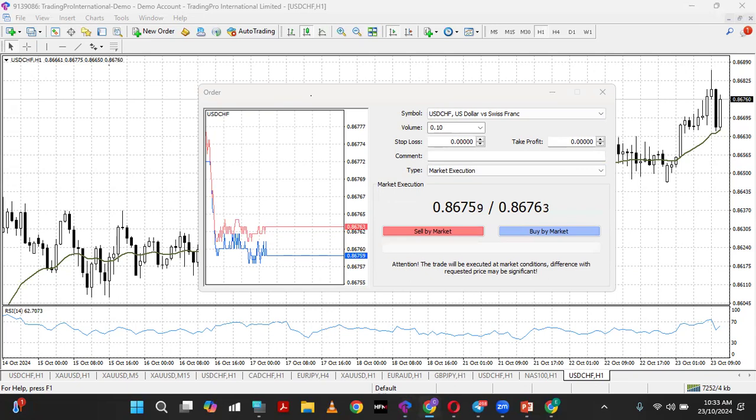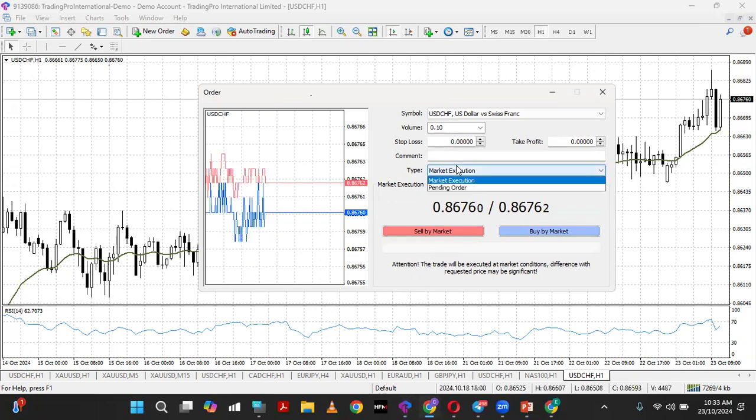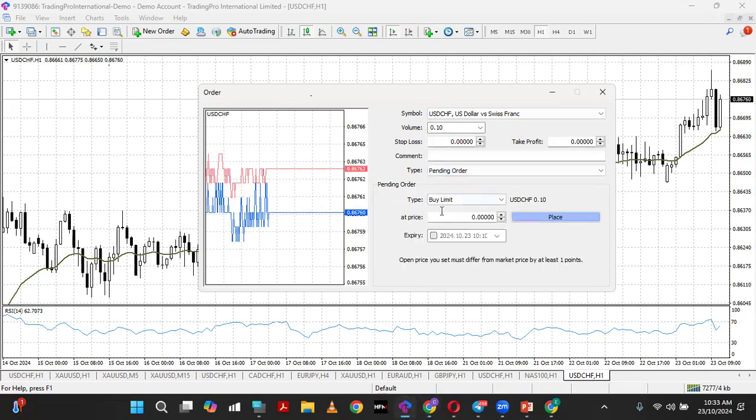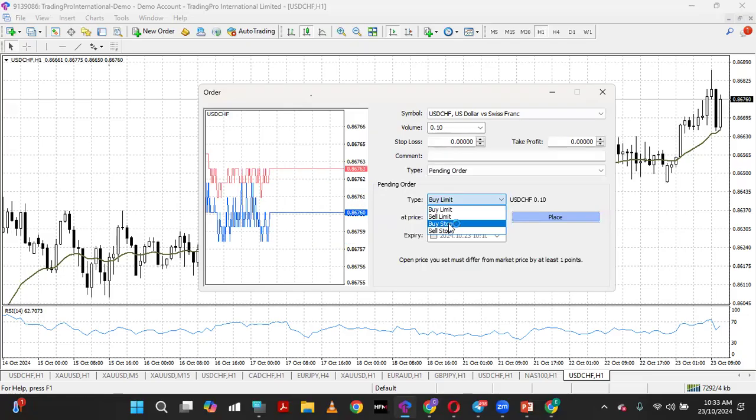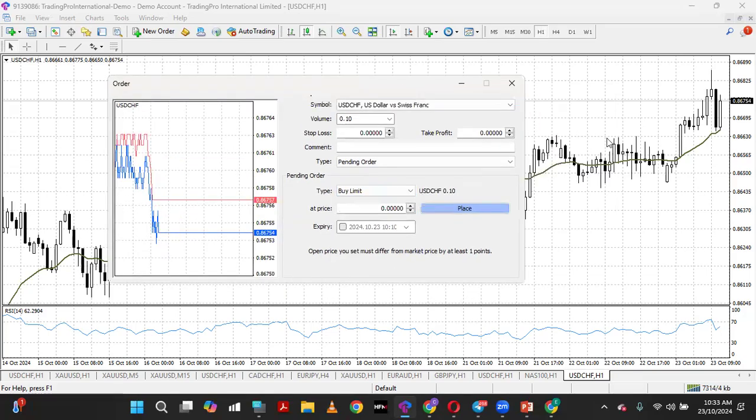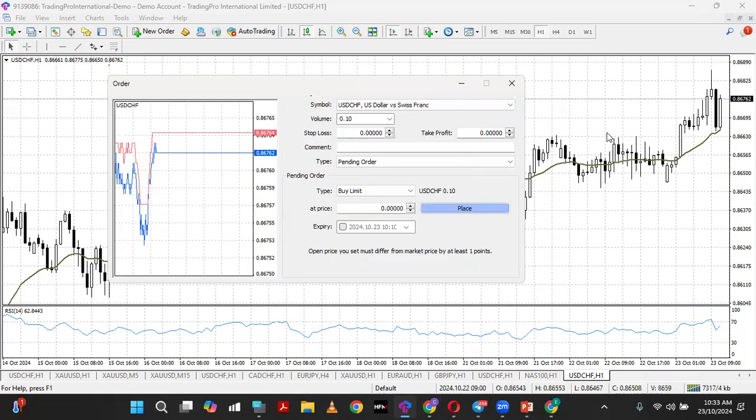Then the other type is what you call pending order. When you select pending order, under pending order type, you have buy limit, sell limit, buy stop, and sell stop. Now, let's start from buy limit. What is a buy limit? A buy limit is a directive to your broker to enter you into a trade below the current market price.